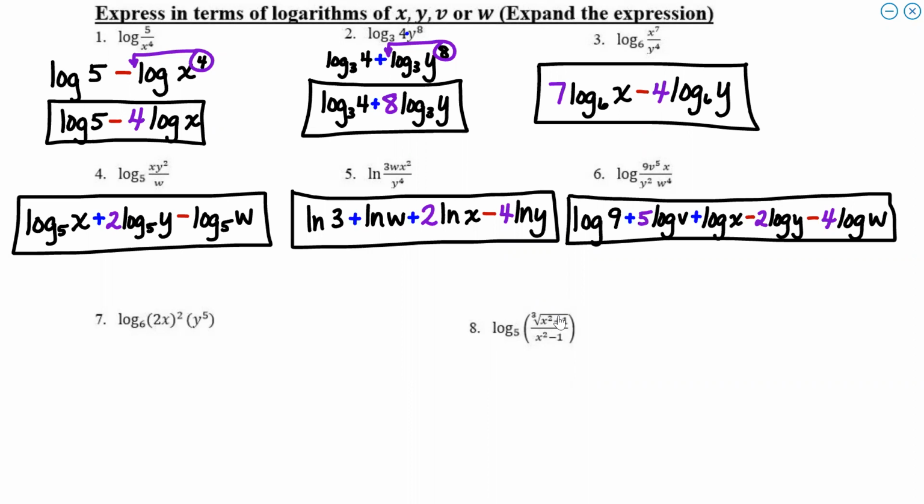Number 7. We've got parentheses happening here in number 7. What should I do first? Multiply the 2x by what? They're already being multiplied. Multiply 2x by 2x, we can absolutely do that.